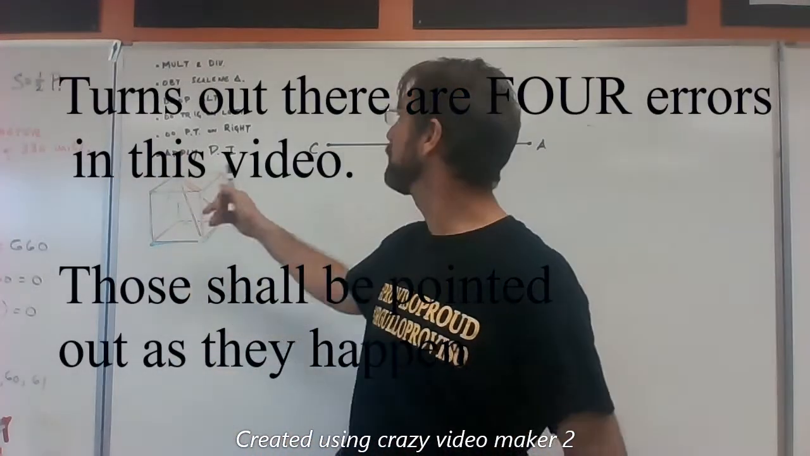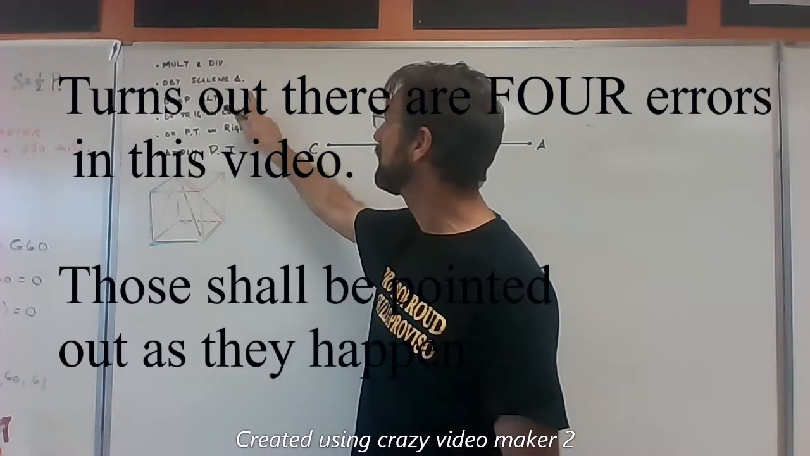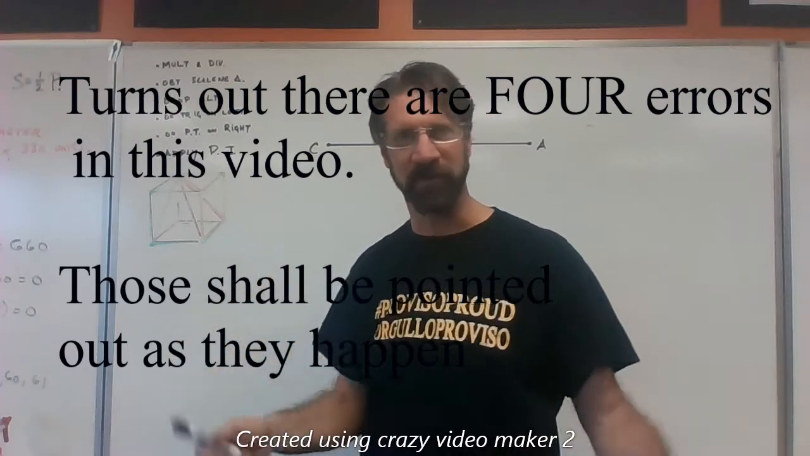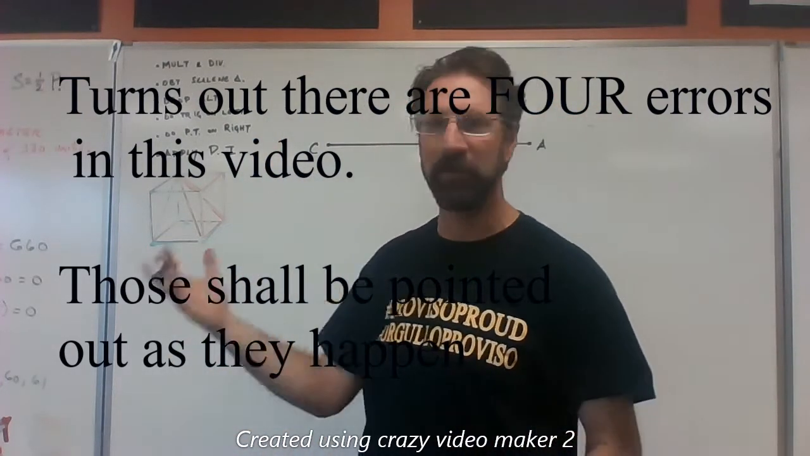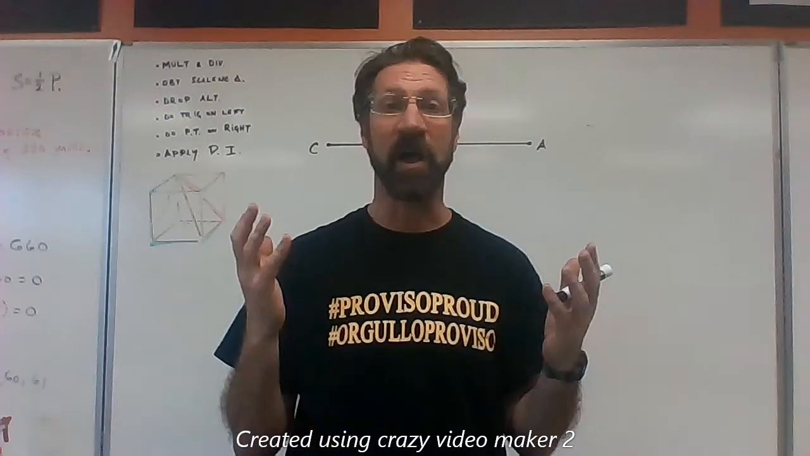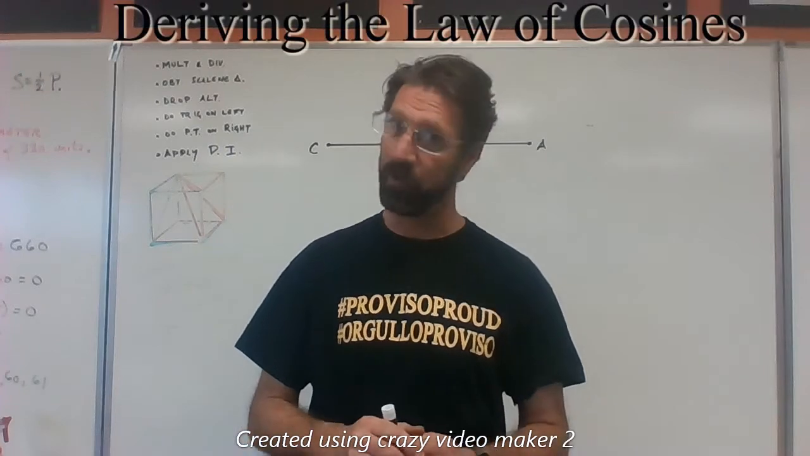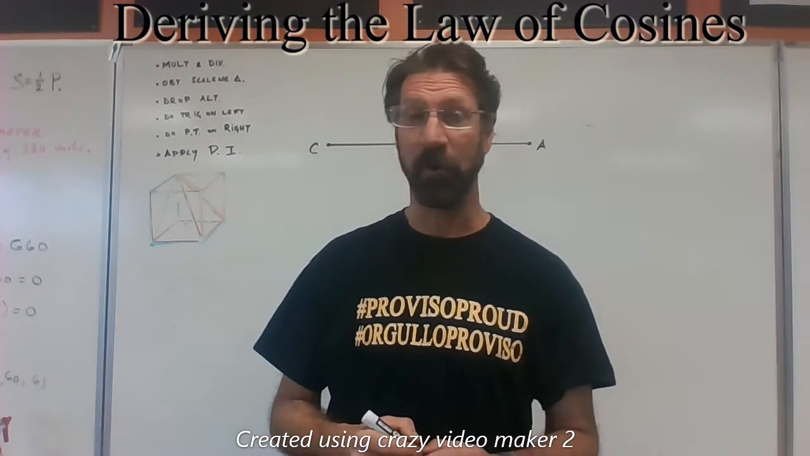So we're going to do some stuff. We're going to talk about multiplication and division. We're going to use an obtuse scalene triangle to do something. We're going to drop an altitude because it's trig, so it's going to be fun. We're going to do some trigonometry on the left side of our picture. We're going to do some Pythagorean theorem on the right side, and we're going to apply the Pythagorean identity. That's all the stuff we're going to do, because we are deriving the law of cosines. That's what this project is all about, deriving the law of cosines.